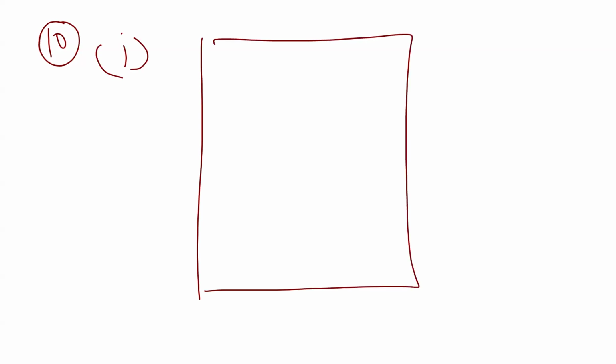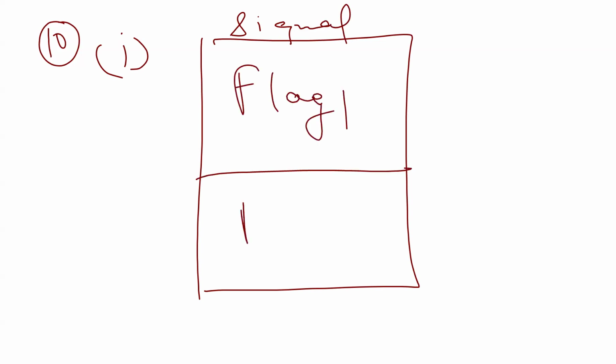Question number 10. There are 6 flags of different colors. How many different signals can be generated by hoisting a flag on a vertical pole, one above the other, if each signal requires the use of 2 flags, 3 flags, and 4 flags? So first we are creating a signal, flag 1, flag 2.